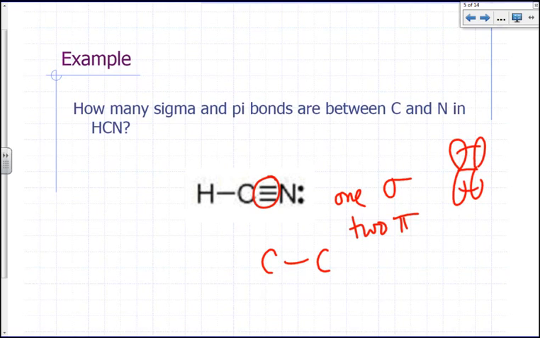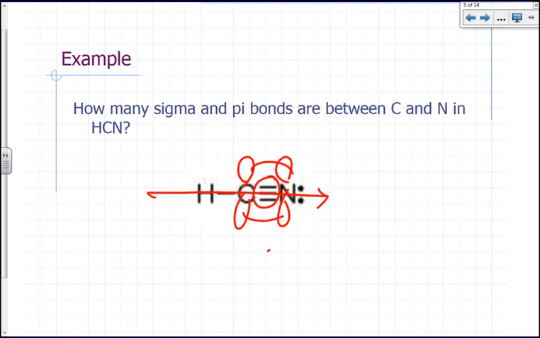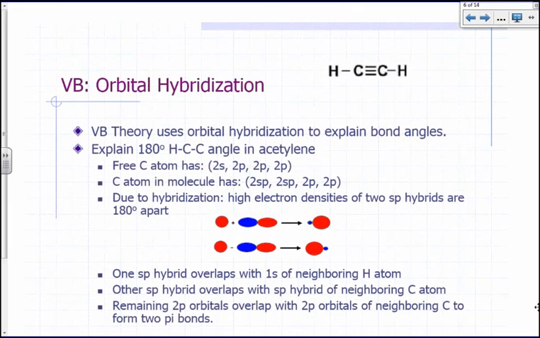So, for example, if this was your z-axis right here, then your pi bonds would be due to px orbitals overlapping and py orbitals overlapping. So that gives you two pi bonds. And then you have a bond between the carbon and the nitrogen that's called a sigma bond, the first bond.